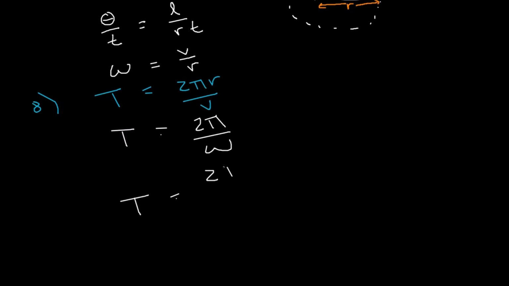T is equal to 2 pi over omega, which is V over R. I'm going to sub that in, which tells you that T is equal to 2 pi R, because you're going to invert this and multiply. So 2 pi R over V. So T is equal to 2 pi R over V. That's equation number 8. And now I'm going to go into the next equation, equation number 9.